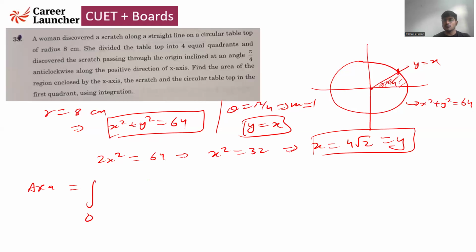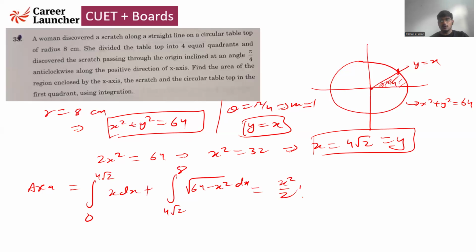The area will be from 0 to 4 root 2, under which region the area is coming, it is x dx. Now in the second integral, you have 4 root 2 to, not 4 actually, 8, and it will be square root of 64 minus x square dx. Now you need to simplify this integral, and whatever answer comes will be your final outcome. So let's try to solve this problem.